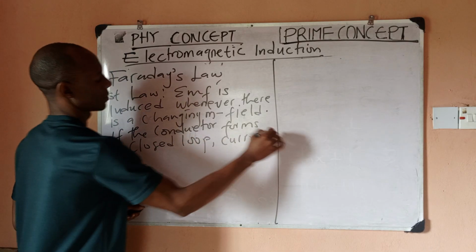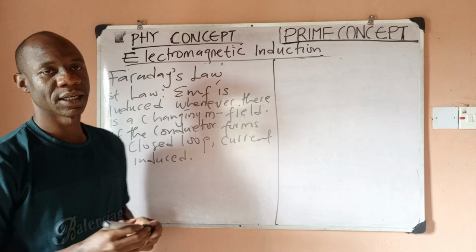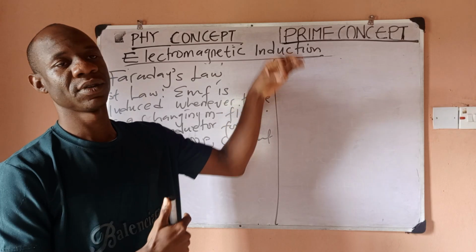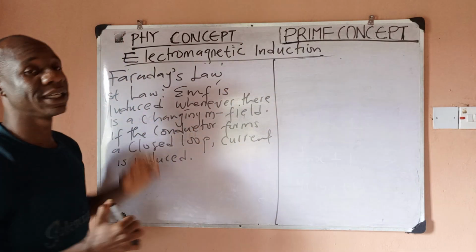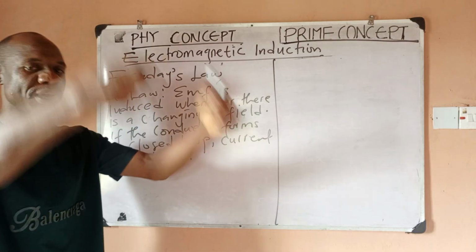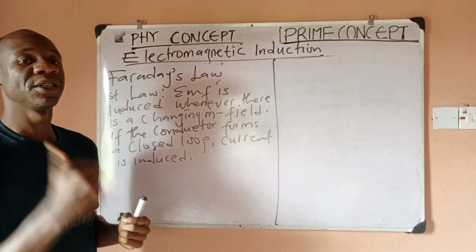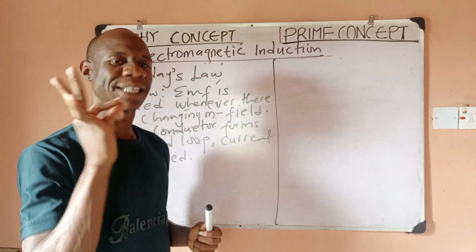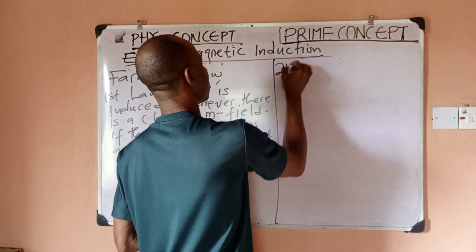current is induced, right? Yes, so if you now have a closed circuit or a closed loop, then that EMF would in turn give rise to current flowing through that circuit. So this is Faraday's first law. It tells us of the possibility of EMF appearing or being induced whenever magnetic field is changing. Then the second law tells us about the magnitude of that EMF that is induced.